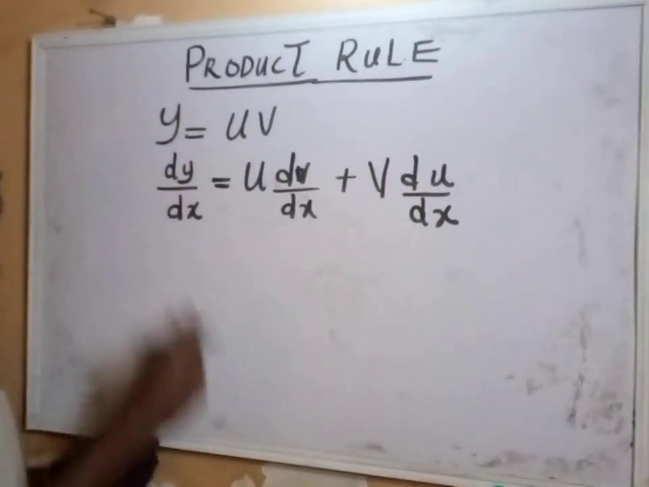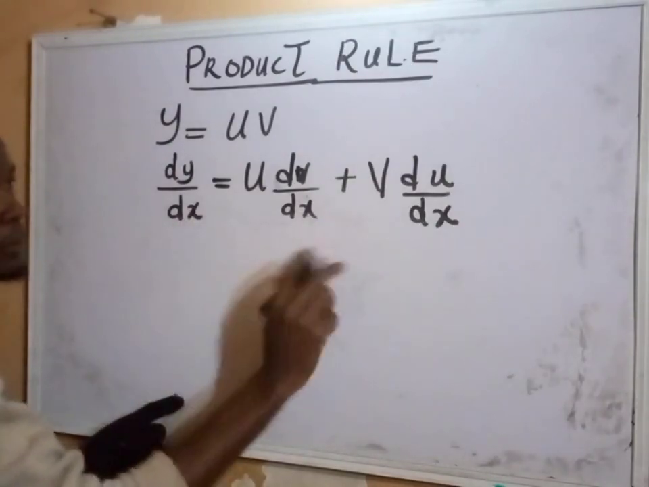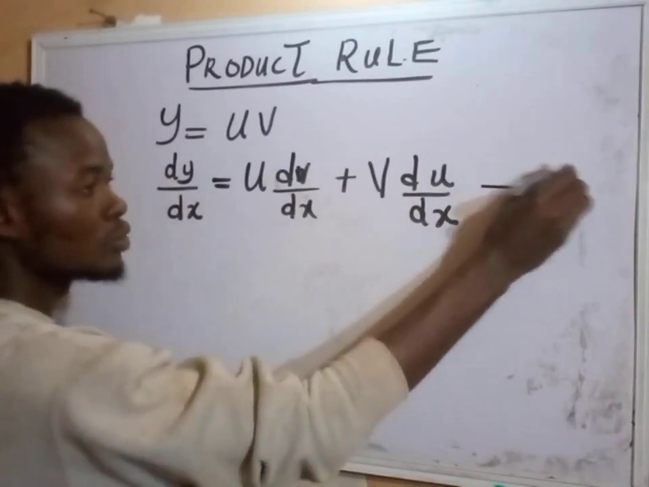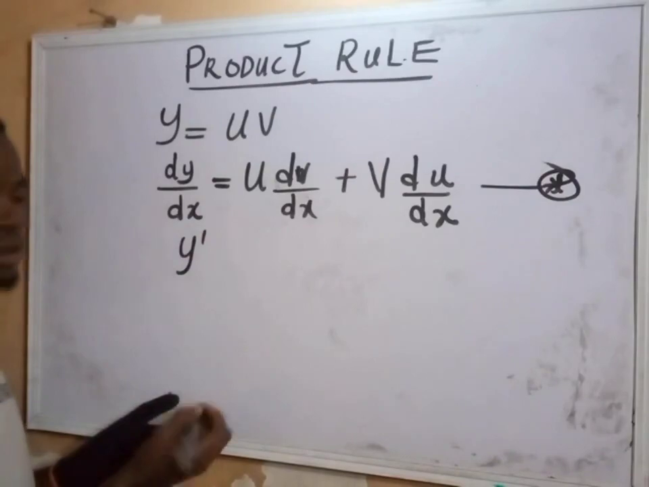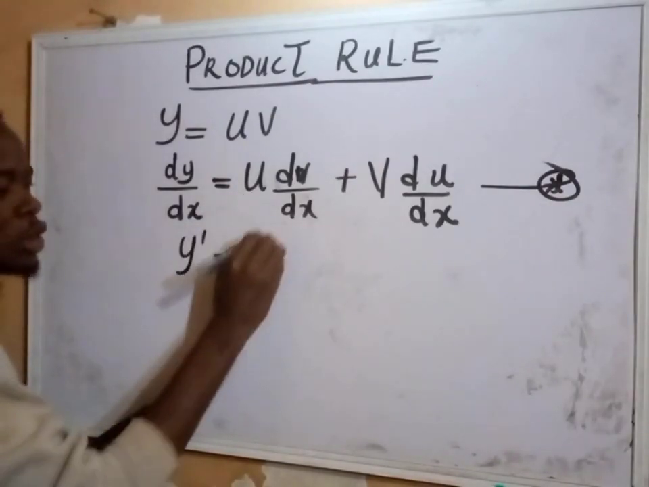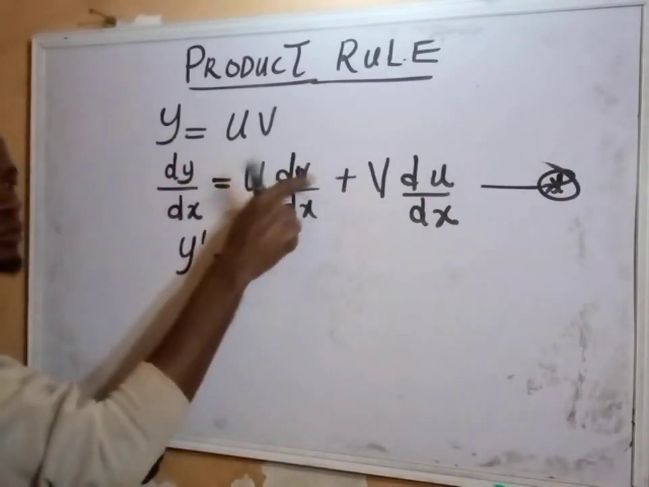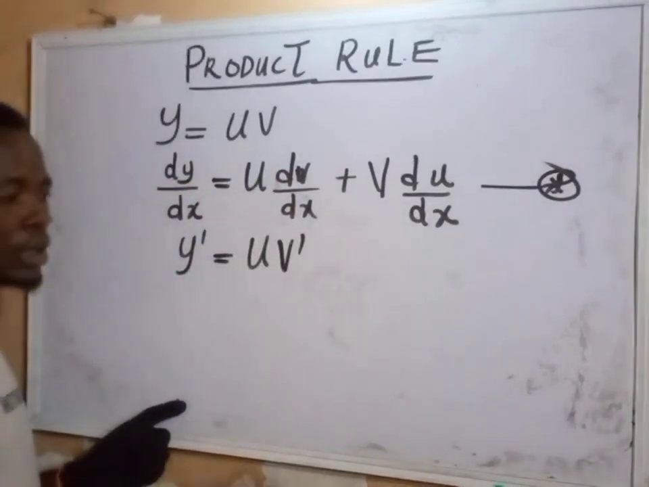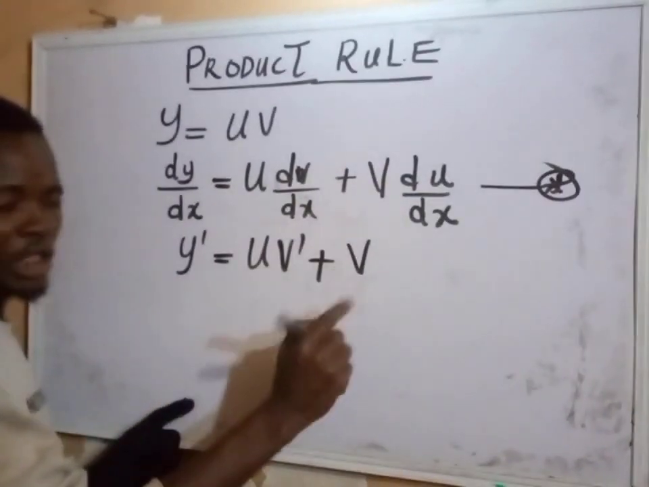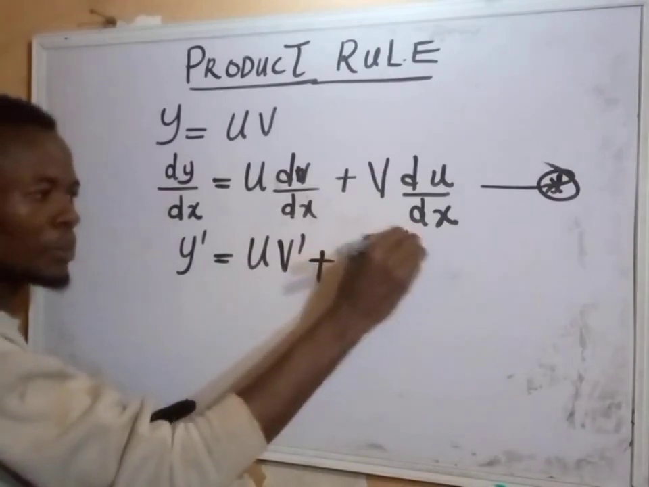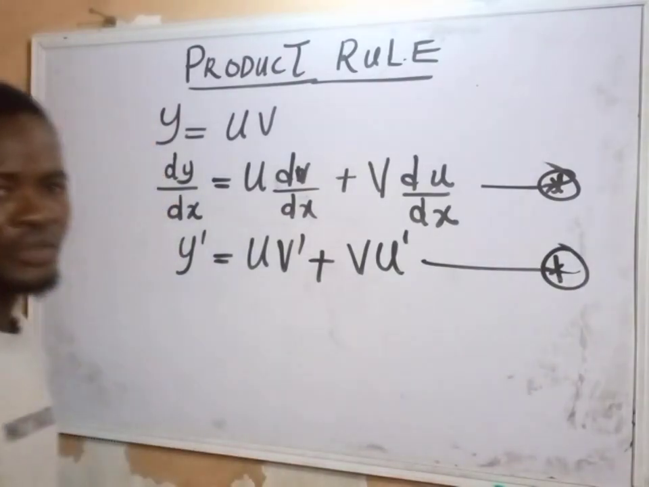Another way of writing this product rule formula: this is the product rule formula. We can have this as y prime equals, we keep u and we differentiate v. Since I choose y prime here, v here will be v prime, plus then we keep v and we differentiate u, that is u prime. So this is where we are given the product of two different functions.